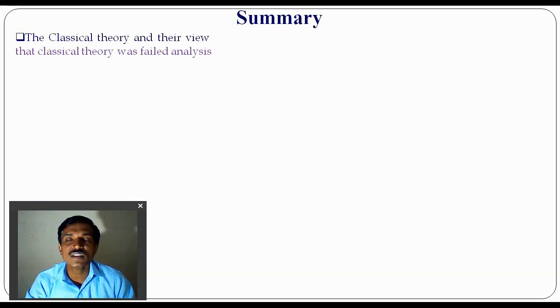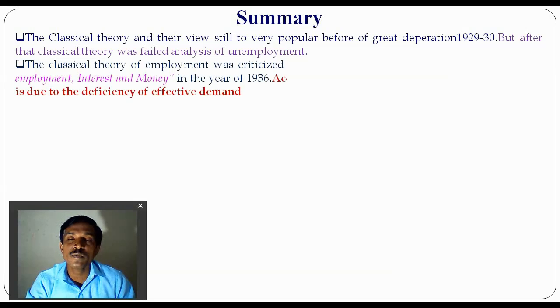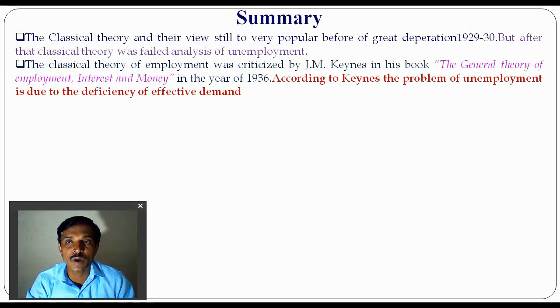According to Keynes, underemployment, a less than full employment level, is determined in the economy, and it depends on the effective demand where the aggregate demand is equal to aggregate supply. The classical theory remained popular until the Great Depression of the 1920s and 30s, but after that it failed to analyze the situation of unemployment and why unemployment is created. Keynes gave the answer: unemployment is created because of lack of effective demand, and he gave his answer in his book The General Theory of Employment, Interest and Money in 1936.